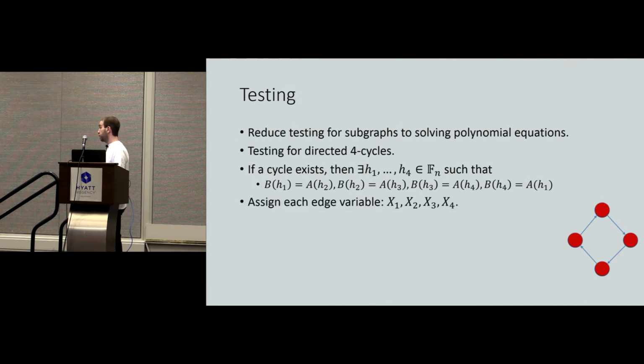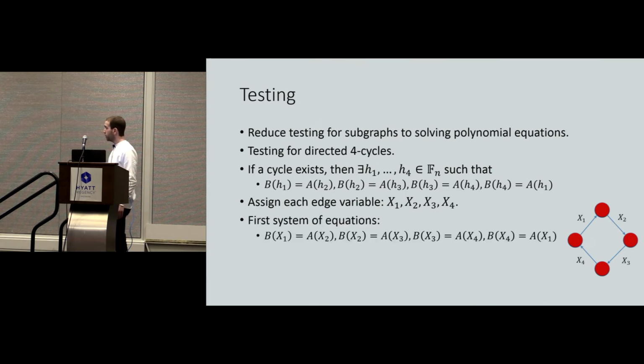So what we do is simply to take 4 variables, x1 to x4, one for each edge, and construct this first system of equations, which again requires that the target of x1 will be the source of x2, the target of x2 will be the source of x3, and so on. And indeed, if a 4-cycle exists in the graph, then this system of equations has a solution.